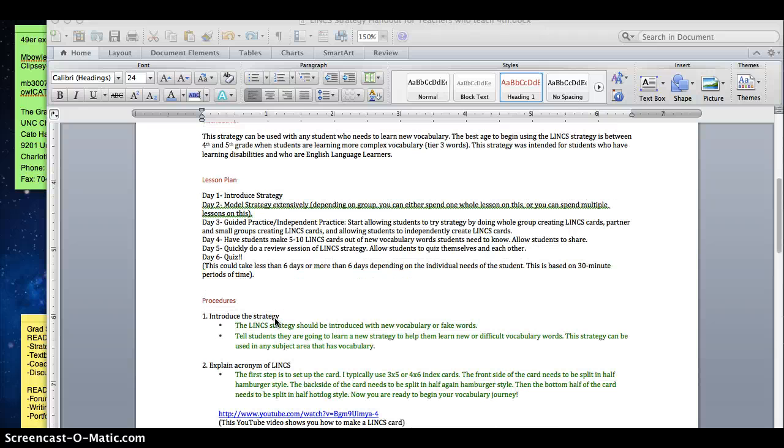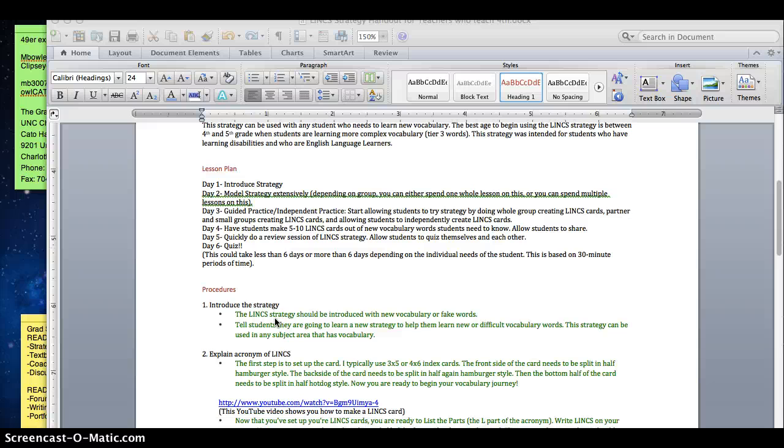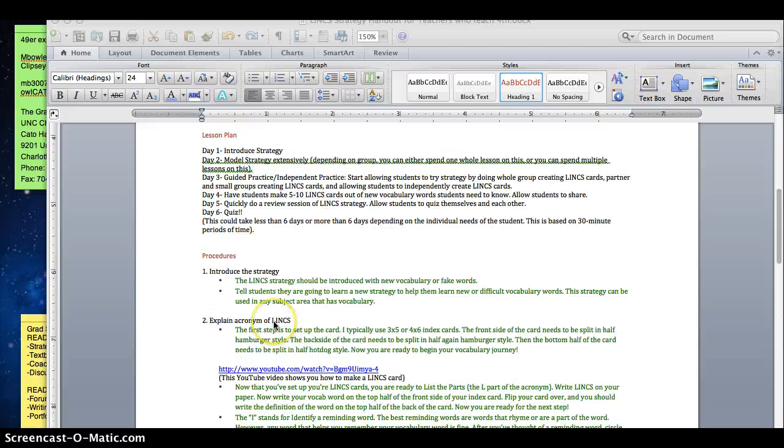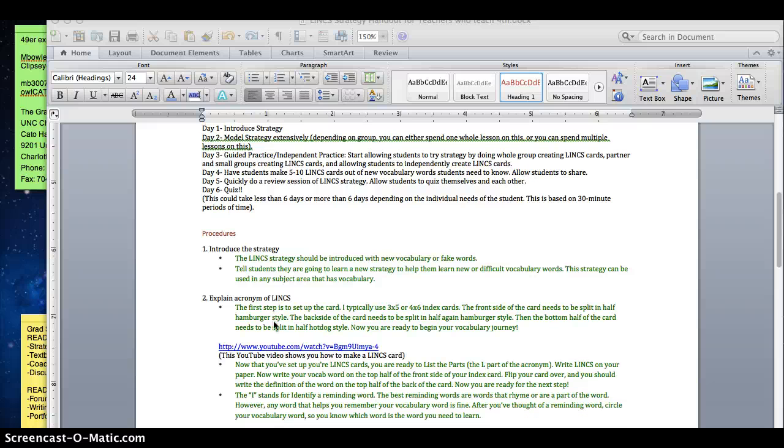Day 2 should be about modeling the strategy extensively. Students need to see the strategy in practice before they are able to use it. And then day 3 is more modeling, but beginning to allow the students to have a chance to use this strategy with guided practice and independent practice. And then day 4, you can have students independently practice and let them know that they have a quiz in 2 days or 3 days.